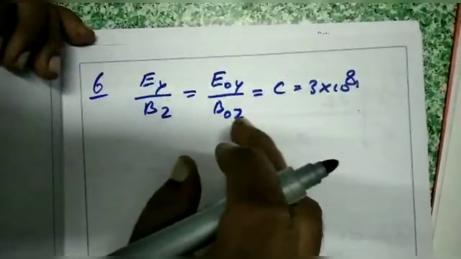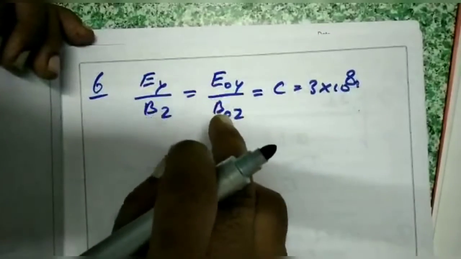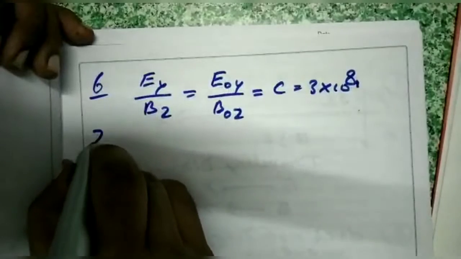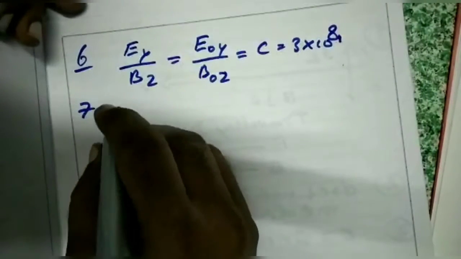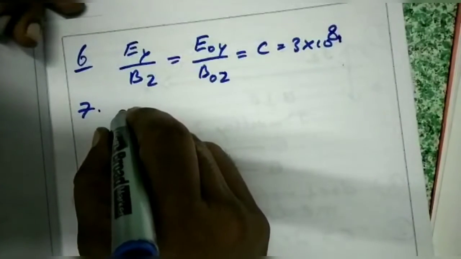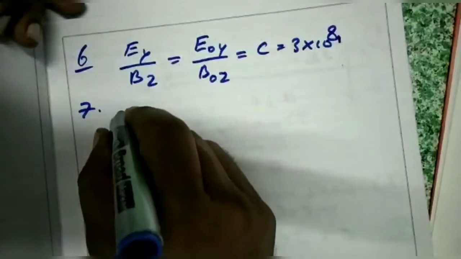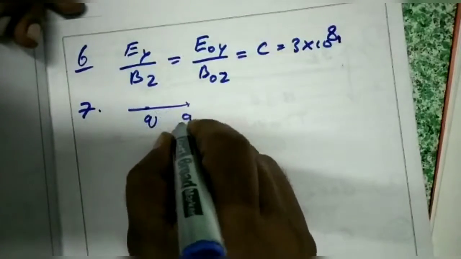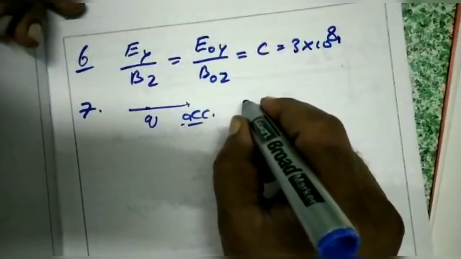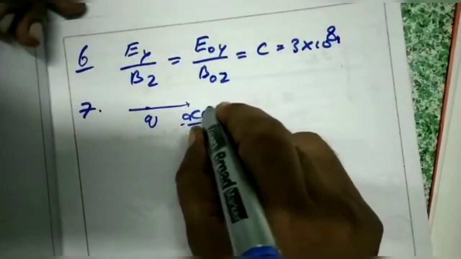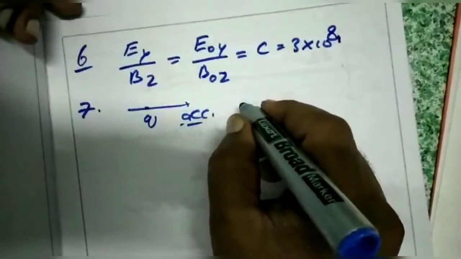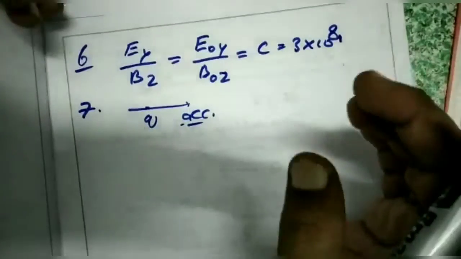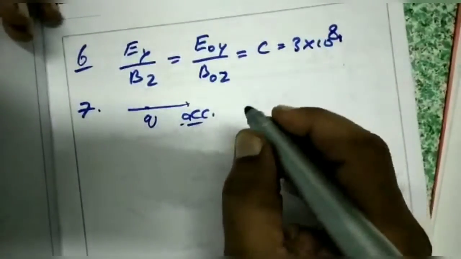So that means, if the electric field is given, you can calculate the magnetic field. If the magnetic field is given, you can calculate the electric field. Next, the seventh point: they are produced by accelerating charged particles. This is a charged particle moving with acceleration, or an oscillating electric charge. This is the principle for the production of electromagnetic waves. So how are electromagnetic waves produced? By accelerating charged particles.